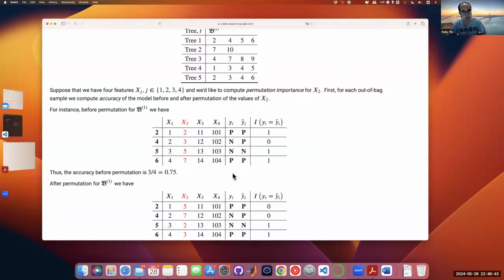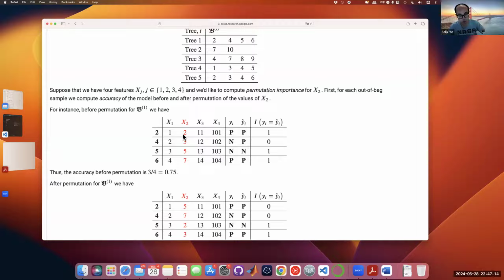Okay, so this is the feature right here. For example, let's say this is the feature x2, corresponding to instance 2, instance 4, instance 5, and instance 7. Then the corresponding feature values will be 2, 3, 5, 7. What we are going to do is shuffle the order of x2.